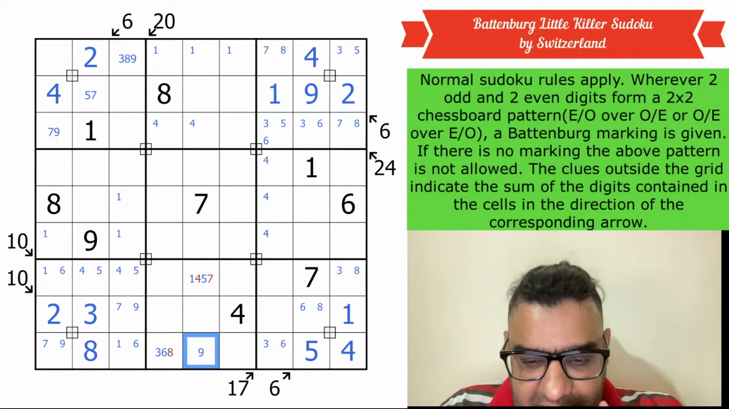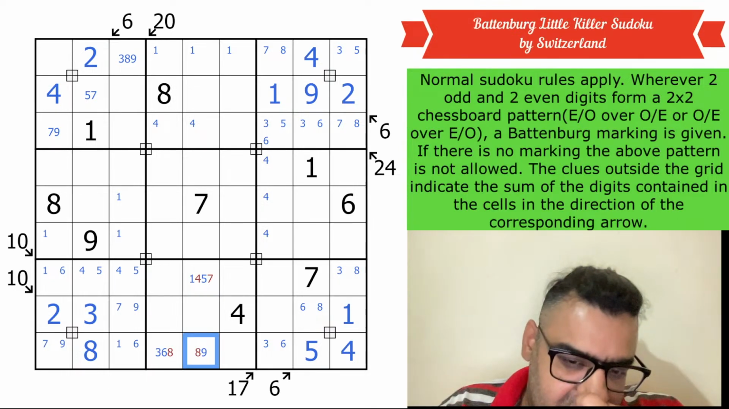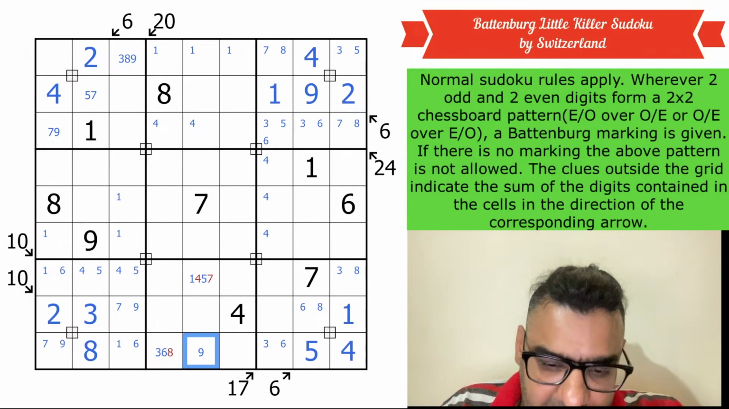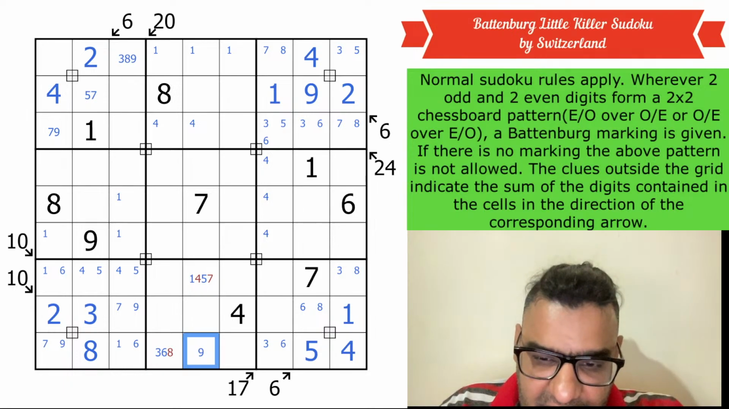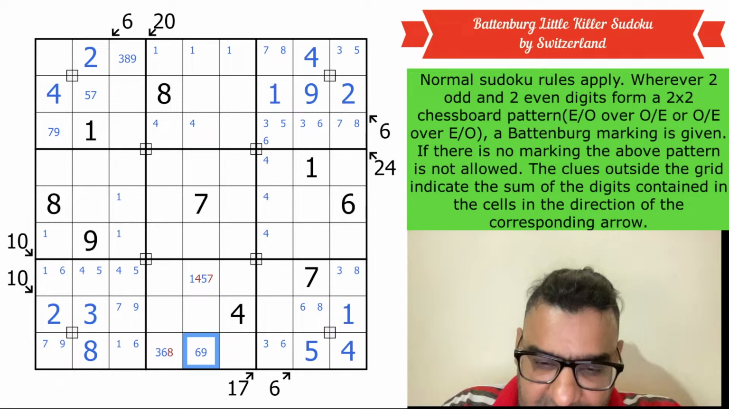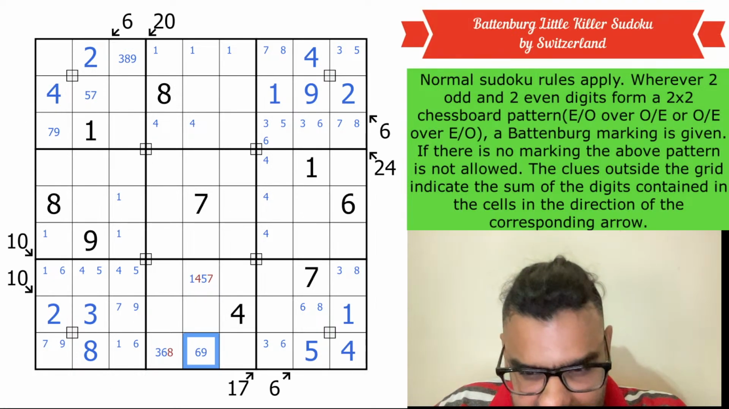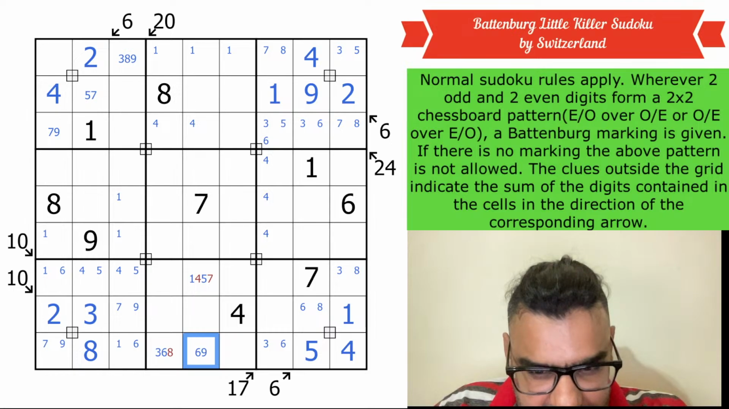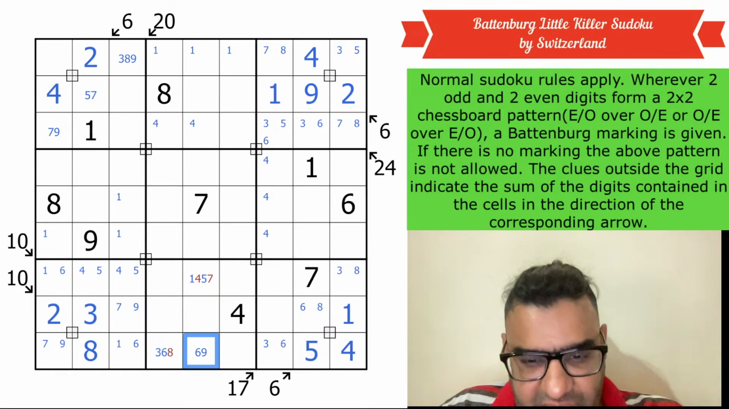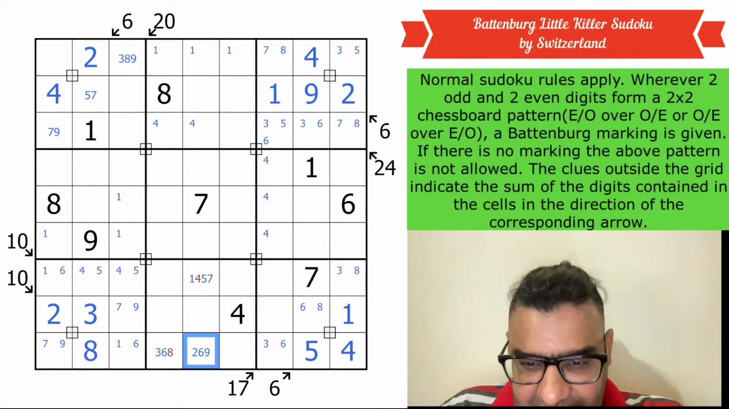If we go to 8, then that is 17. So we go less than 8. If we go 7, 7 is not acceptable. If we go less than 7, it is 6. 9 and 6, how much is 9 and 6? 15. 15 and 2. So it could be 269 or 368.